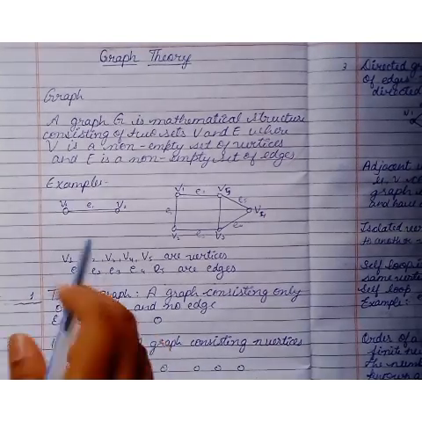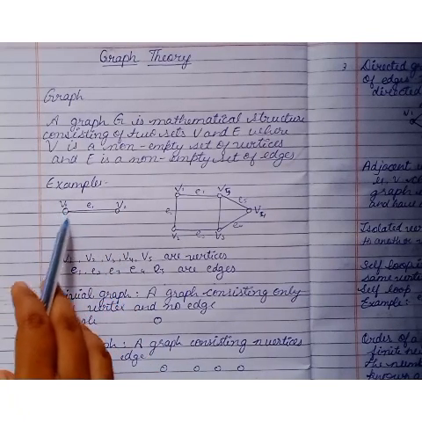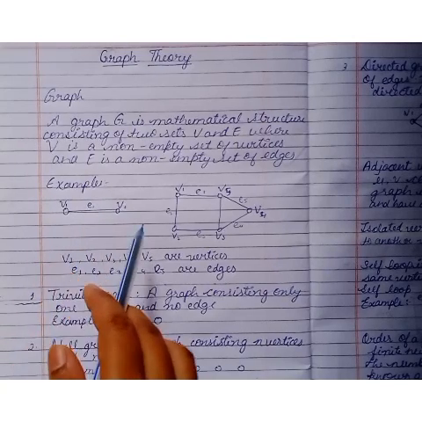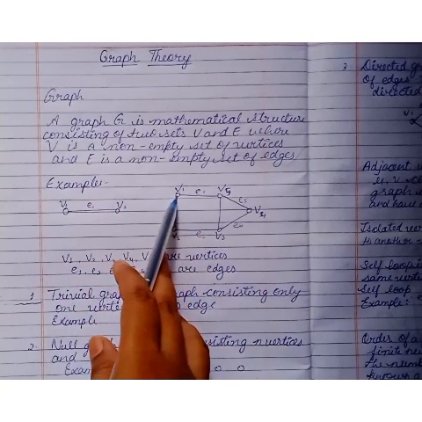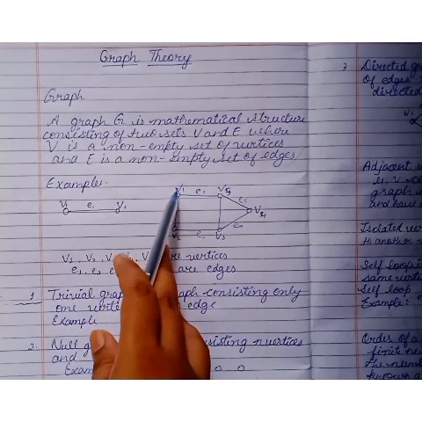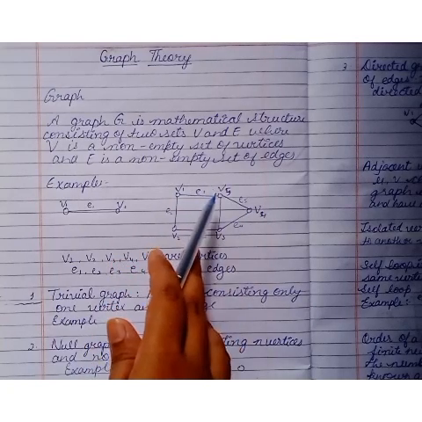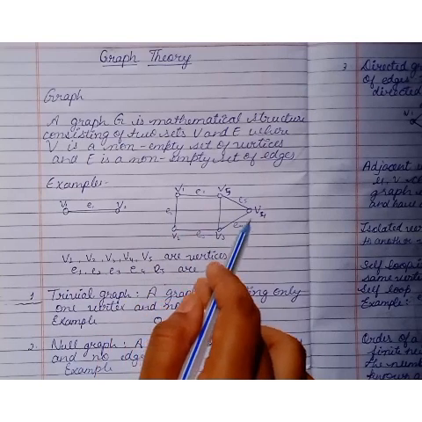There are two examples of a graph. Here we can see there are two vertices V1 and V2 and one edge E1. So this is a graph. And in the second example, there are five vertices V1, V2, V3, V4 and V5, and the edges are E1, E2, E3, E4 and E5.